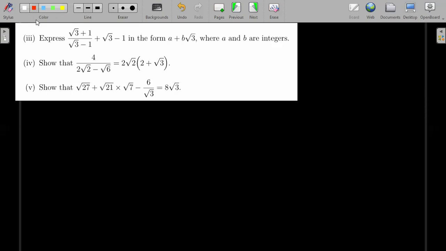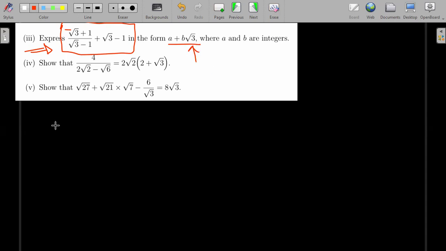The first one, they're saying express this expression in the form a plus b root 3. What they're basically telling us is to simplify this whole expression that we can see here, but in our simplification, somewhere, somehow, we should remain with the root of 3.